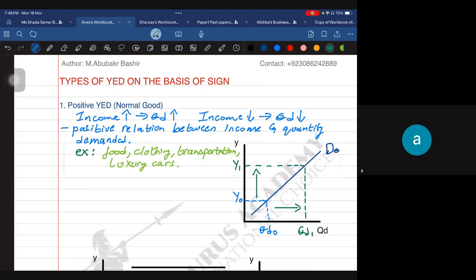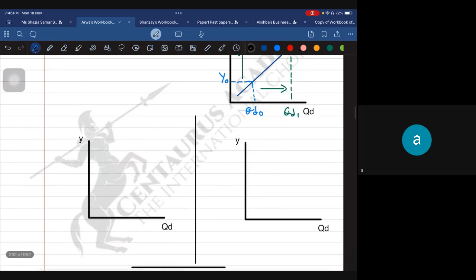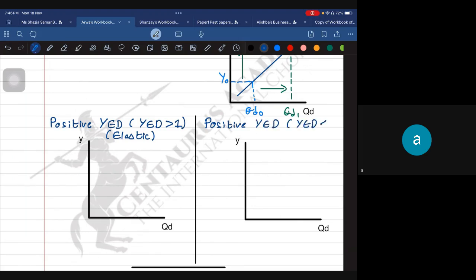Okay, so now if we look here, we have positive YED, which is when YED is greater than one. It is always going to be positive because it's normal, but the difference will be in elastic and inelastic. And again, a positive YED where YED is less than one.